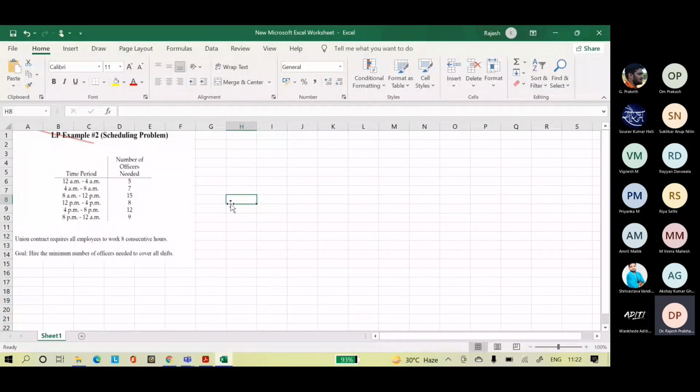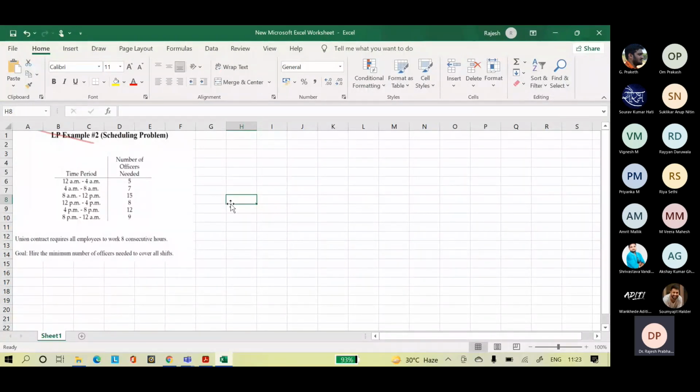So we have time periods given, during which time how many officers are needed. Then the union contract requires all employees to work 8 consecutive hours, and the goal is to hire the minimum number of officers needed to cover all shifts. So we need to find the least number of officers required to cover all the shifts.